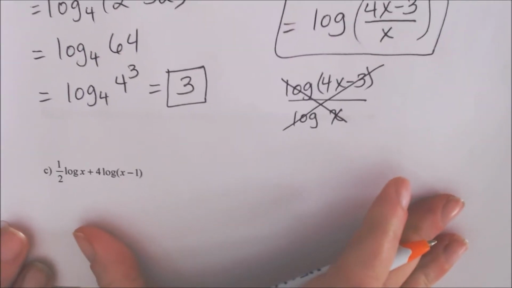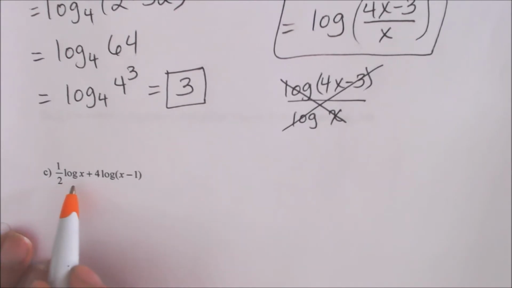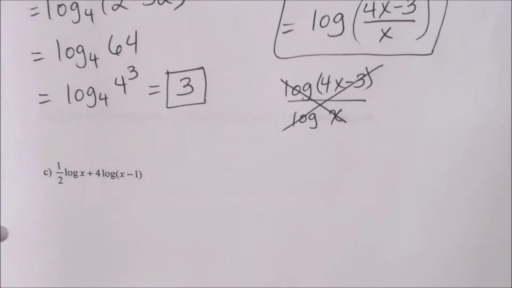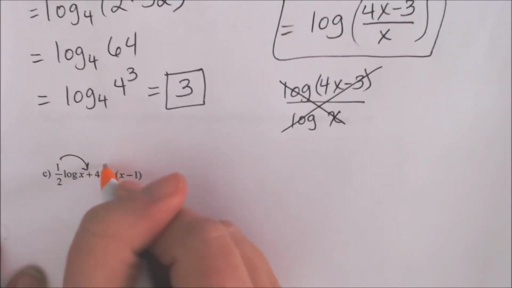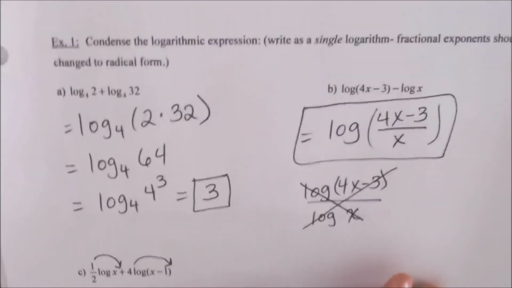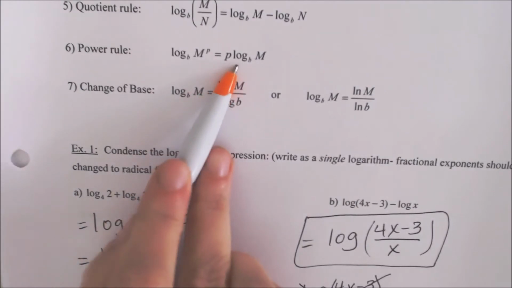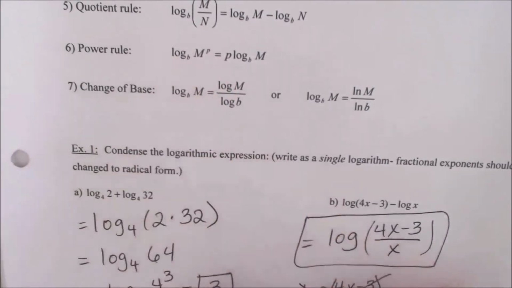Let's take a look at example C. We have 1/2 times log of x plus 4 times log of x minus 1. Remember when we expanded, the last thing we expanded were the powers, so that's the first thing we're going to condense. If I have any numbers that are coefficients in the front, we're going to move them back to the exponent position using the power rule right here. So we're going from this back to this form of it.